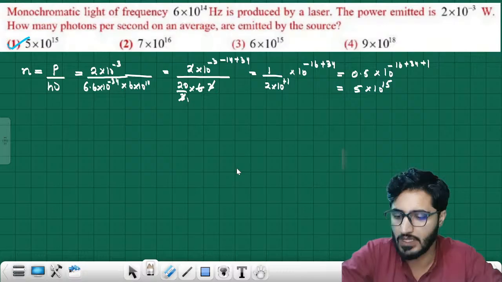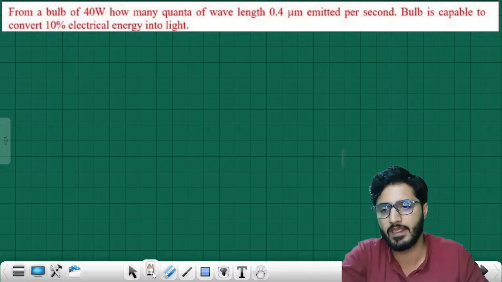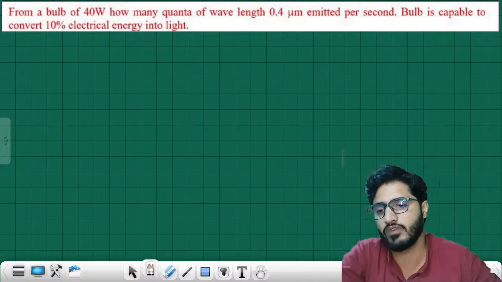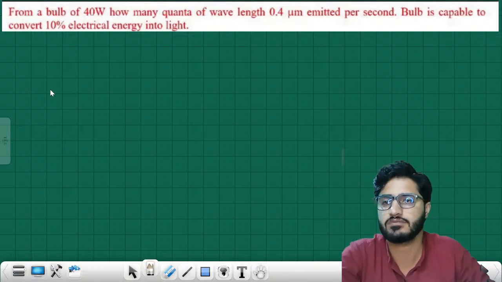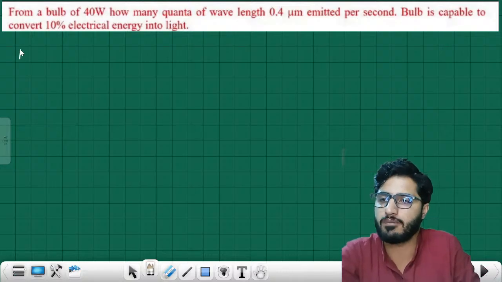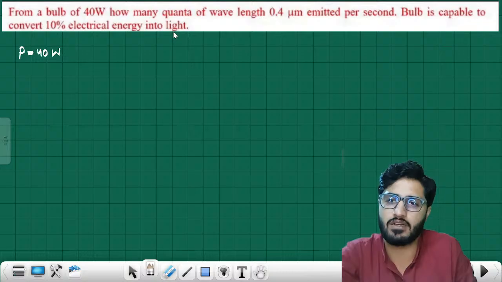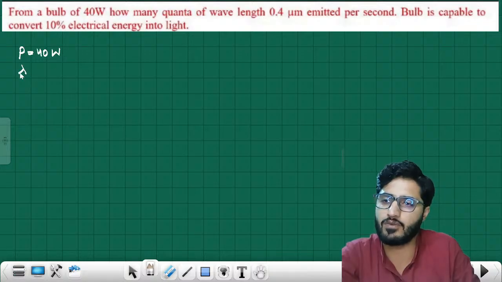Now, third numerical. A bulb of 40 watt emits quanta of wavelength lambda. So we have a bulb with 40 watt, that means power is given as 40 watt. How many quanta particles of wavelength lambda? Lambda is given as 0.4 times 10 to the power minus 6 meter. So we have to find n.